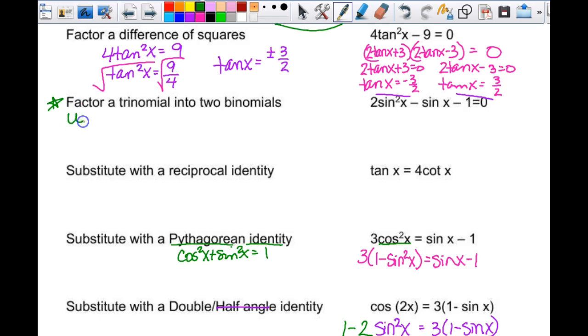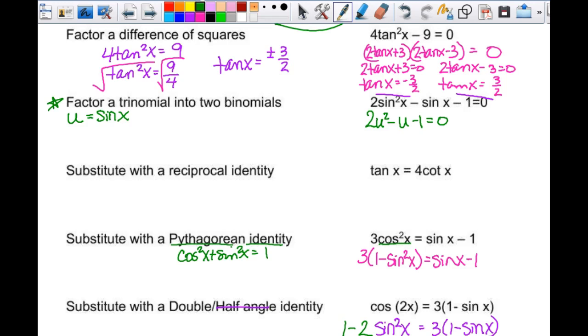So I'm going to substitute, that's why it's called U-Substitution. I'm going to say U, I'm not sure why they use U. I think I asked, but I don't remember what the answer was. I'm going to say U is equal to sine of x. So I'm going to change this right here to be 2u squared minus u minus 1 equals 0. Does that make sense? I just substituted u in for sine.